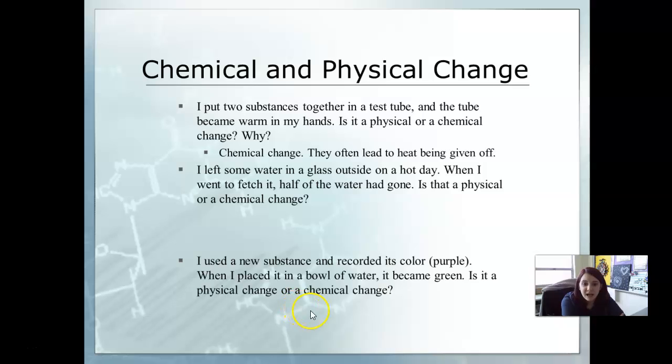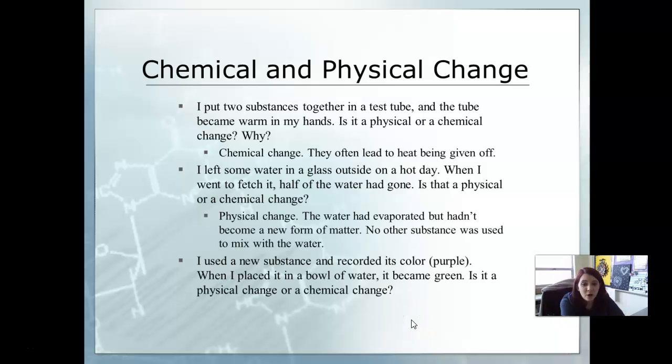I left some water in a glass outside on a hot day. When I went to fetch it, half of the water had gone. Is this a physical or a chemical change? This is a physical change. The water had evaporated but hadn't become a new form of matter. No other substance was used to mix with the water.